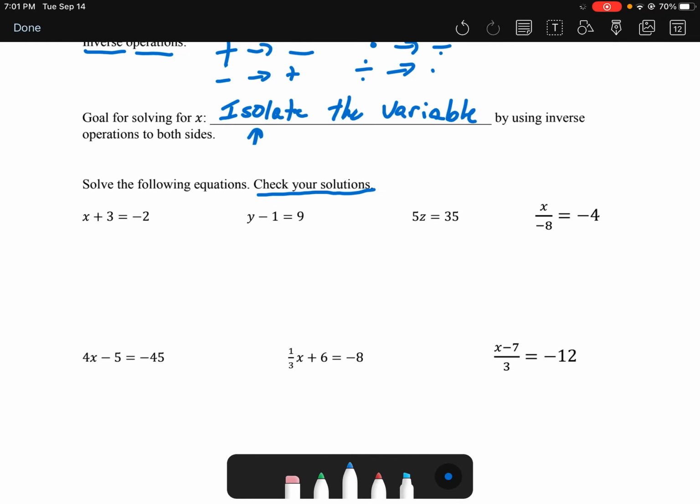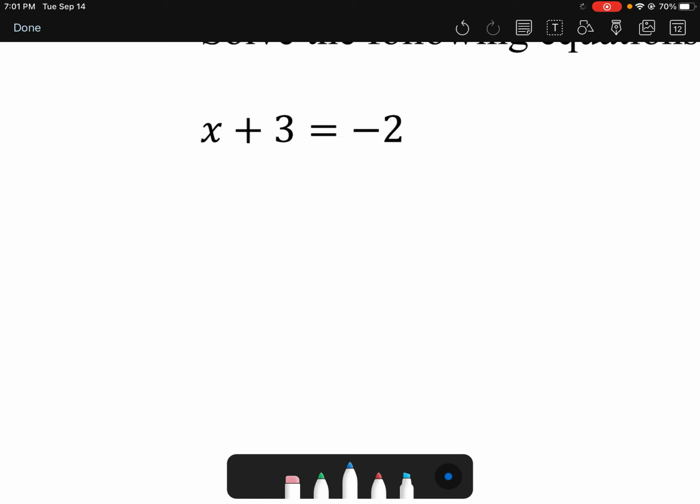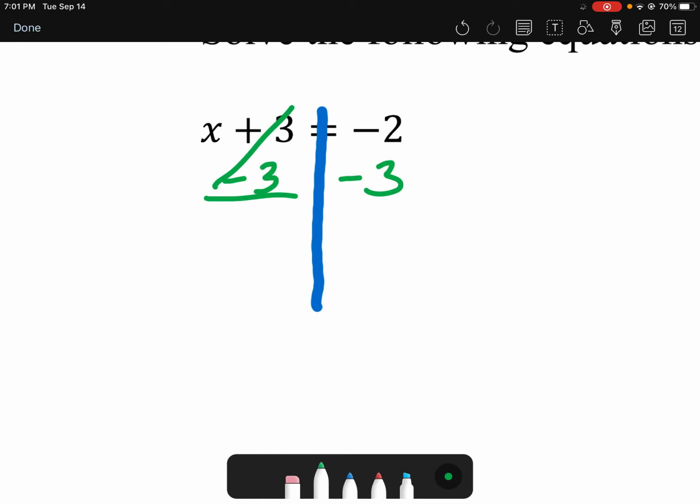Starting off easy, you can look at the first row. These are all one-step equations. If I have x plus 3 is equal to negative 2, I want to get the x by itself. So what's going on with the x? I'm adding 3 to it. So on both sides of my equation, I'll subtract 3 to cancel out this constant here. With that constant gone, now I'm just left with the x. And then I have negative 2 minus 3, or negative 5.